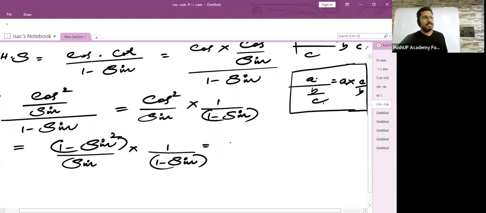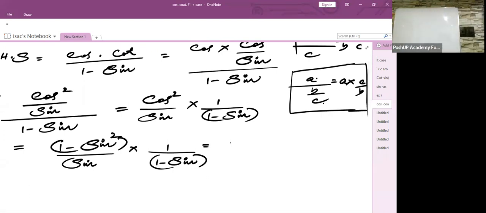What is the meaning of factorization? 1 minus sine square. You only said 1 square minus sine square, isn't it? Factorize it. A square minus b square form. What is a square minus b square? What is it? A plus b into a minus b.